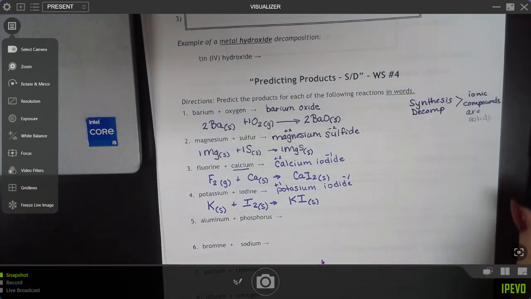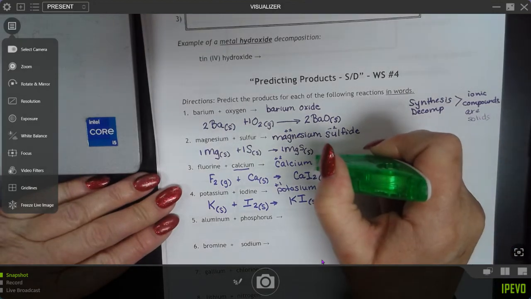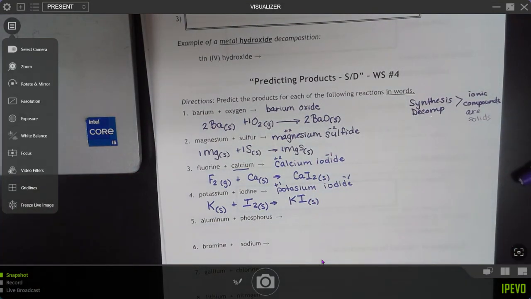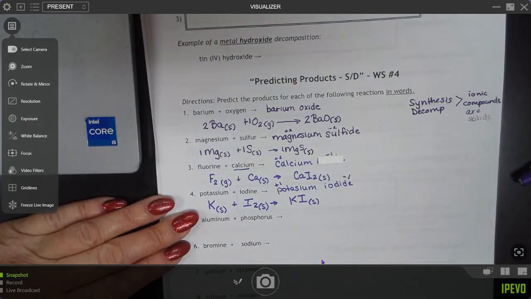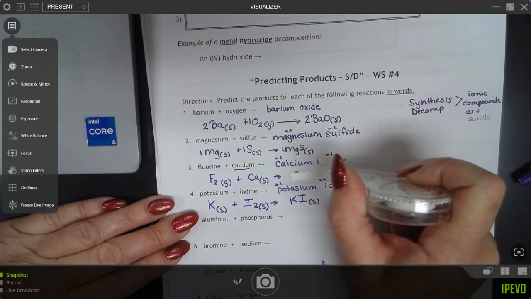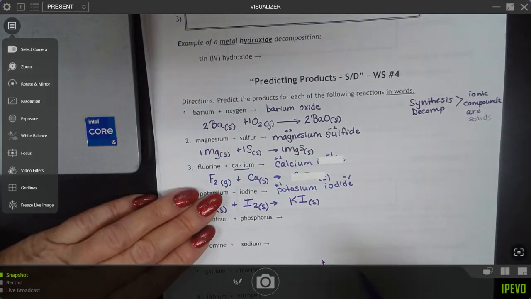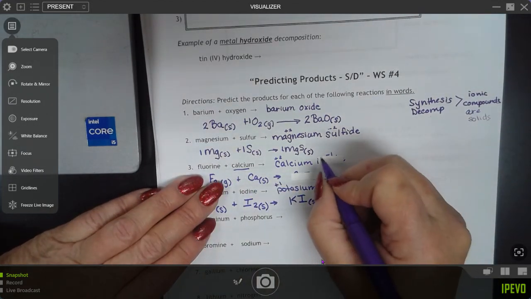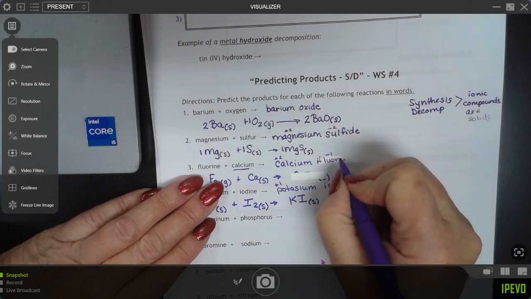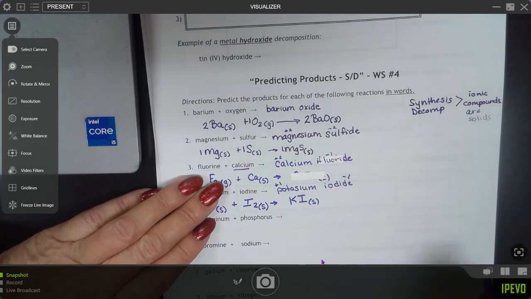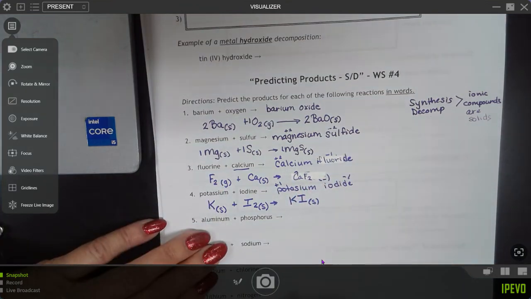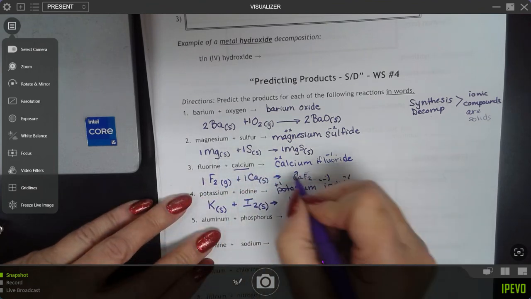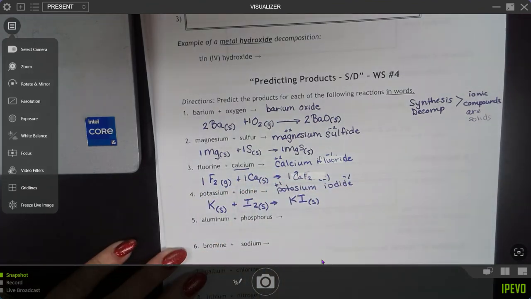Sorry, guys, I completely screwed up. I got all carried away and wrote calcium iodide. My whiteout is broken. So let's try that again. My bad. At least I caught my own mistake. Calcium fluoride. That's going to be CaF2. And this is already balanced just the way it is. Sorry about that.